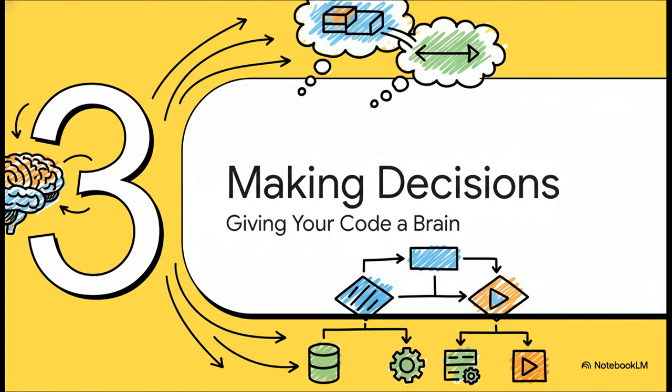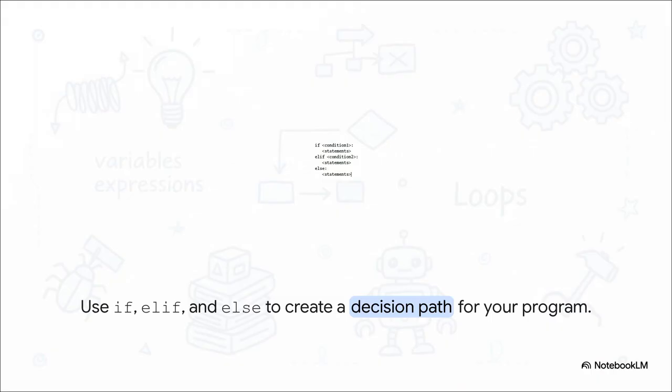Now, let's give our program a brain. Let's teach it how to make decisions. This right here is the basic recipe for decision-making in Python. You use if to test a condition. If that condition turns out to be true, your code runs a specific block. If it's not true, you can use elif, which is just short for else if, to test another condition. And finally, you can use else as a catch-all for when none of the other conditions were met. It's like creating different paths for your program to walk down.